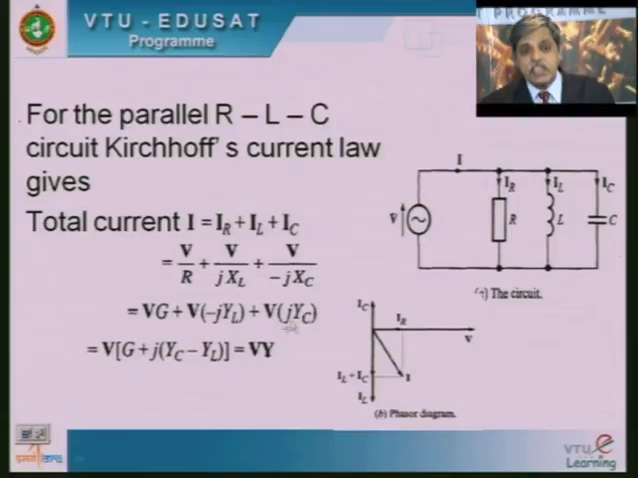Now, combining all three terms and taking V as a common parameter, I have V multiplied by G plus J YC minus YL. The total term within the brackets I call the admittance Y for the parallel RLC network. Now I have given a small diagram here, which is a phasor diagram.